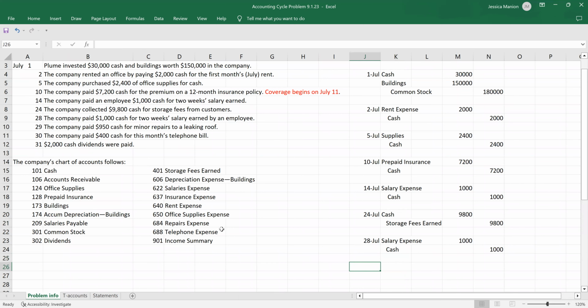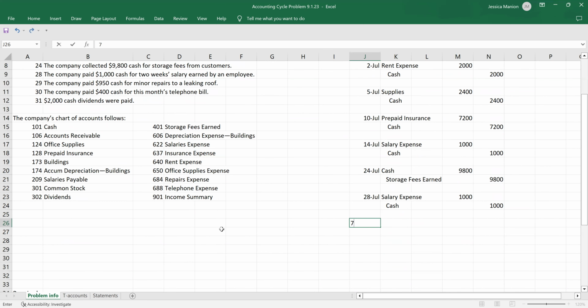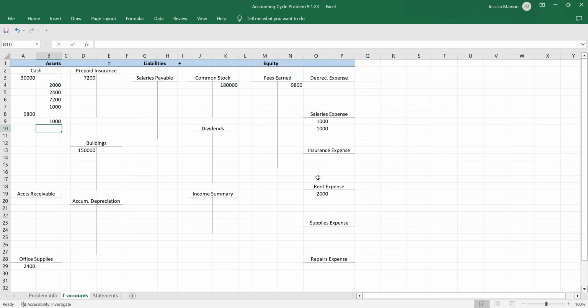Okay, July the 29th is our next one. This one says the company paid 950 cash for minor repairs to a leaking roof. Okay, so we've got a debit to repairs expense, 950, credit to cash, 950. Again, we click post. We want to update our T accounts. Debit to repairs expense, 950. Credit to cash, 950.